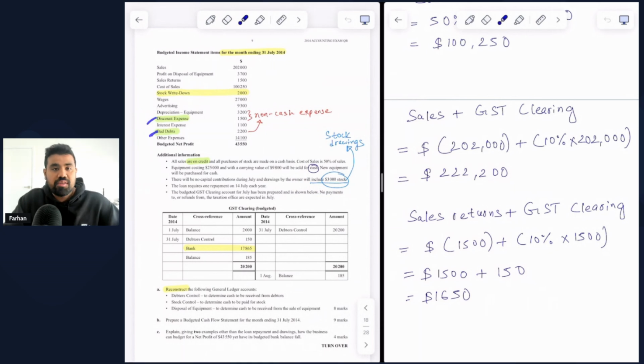Now, discount expense refers to discount that we as the business have given to our credit customers for prompt payment. So let me give you an example. Let's say today you have purchased inventory. Okay, let's change the example.